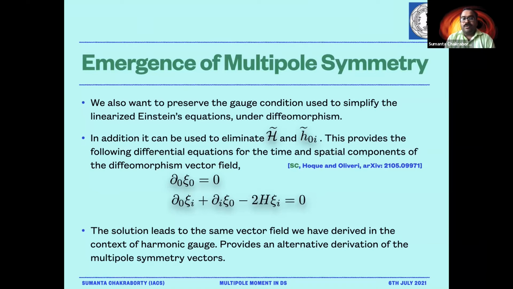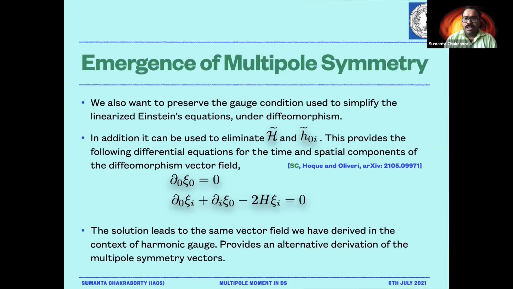It turns out that if you solve this differential equation in general, it leads to exactly the same vector field that we had derived from the harmonic gauge condition. So this provides a completely alternate derivation of the multipole symmetry vector. That means the multipole symmetry vector can either be derived from the harmonic gauge condition and the asymptotic fall-off condition, or from the linearized perturbation in de Sitter as well. The connection between the two is not clear to us, that is, whether harmonic gauge plus asymptotic fall-off implies the gauge condition we are using for the linearized perturbation, but that is something we are currently exploring.